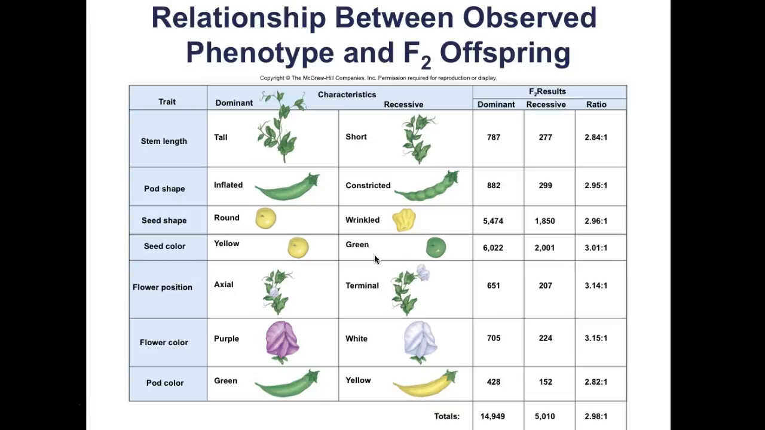So these are the various traits that Mendel looked at in his particular pea studies. Here is the gene itself, so you could talk about stem length, pod shape, seed color, flower position, axial versus terminal, purple versus white for flower color, or pod color, green versus yellow. You could also see the different characteristics, that of the dominant and that of the recessive.